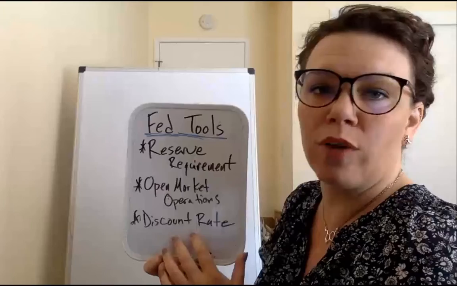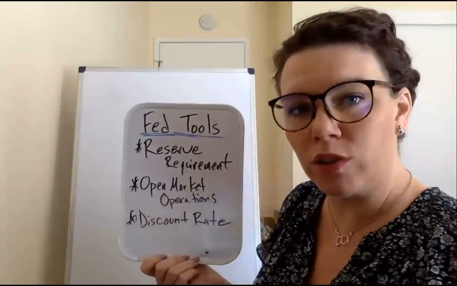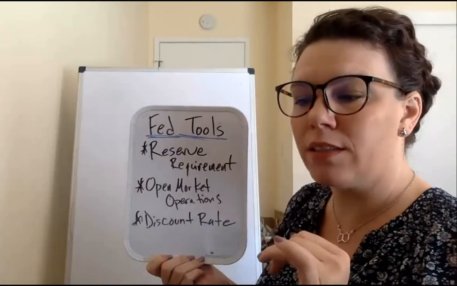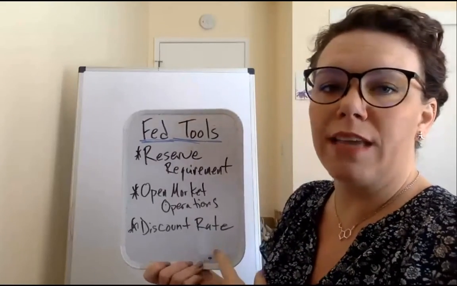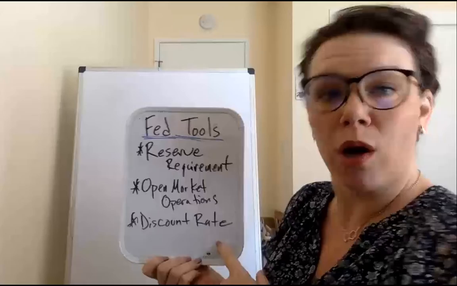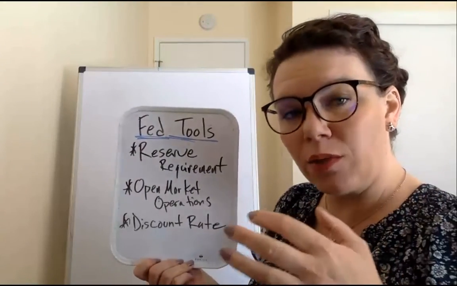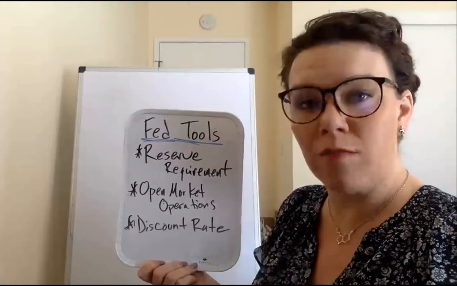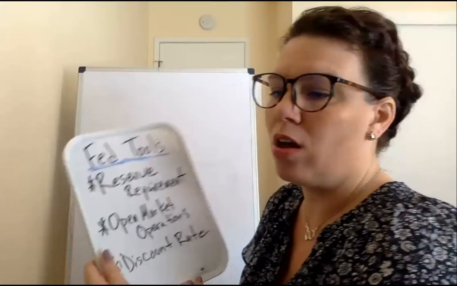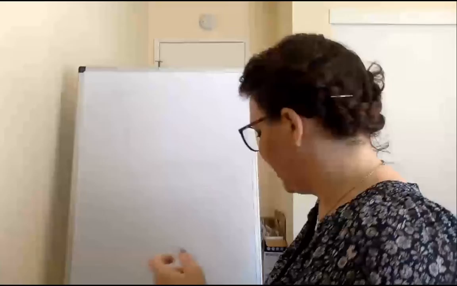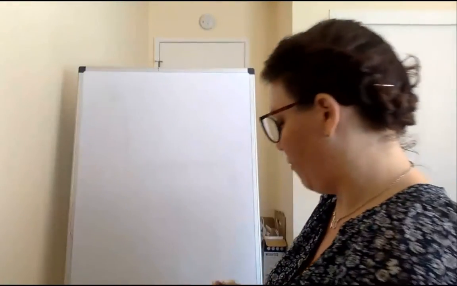And then the discount rate is the interest rate that the Federal Reserve charges banks if the banks want to make a loan. And so if the discount rate is low, it's easier for banks to borrow money from the Fed, and that's going to increase their supply of money, and allow them to make more loans, which will increase the money supply in general. And all of those tools, those three tools, are designed to affect the federal funds rate.